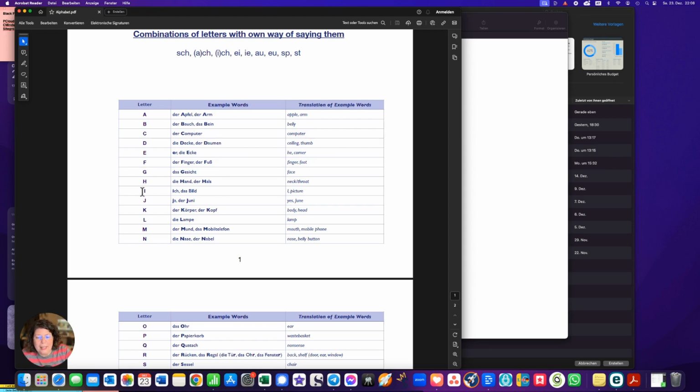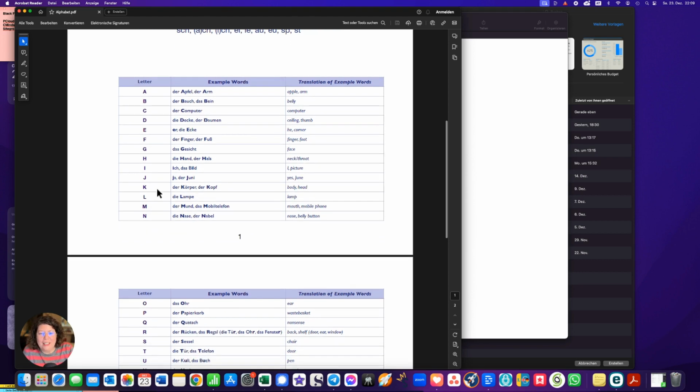Then the next letter is I, like ich, I. Oder das Bild, the picture. Dann J oder J. There's two ways of how to refer to this letter. It's either called J oder J. It's up to you, it's your choice what you prefer. Examples would be Ja. That means yes. Oder der Juni. That's June, the month.